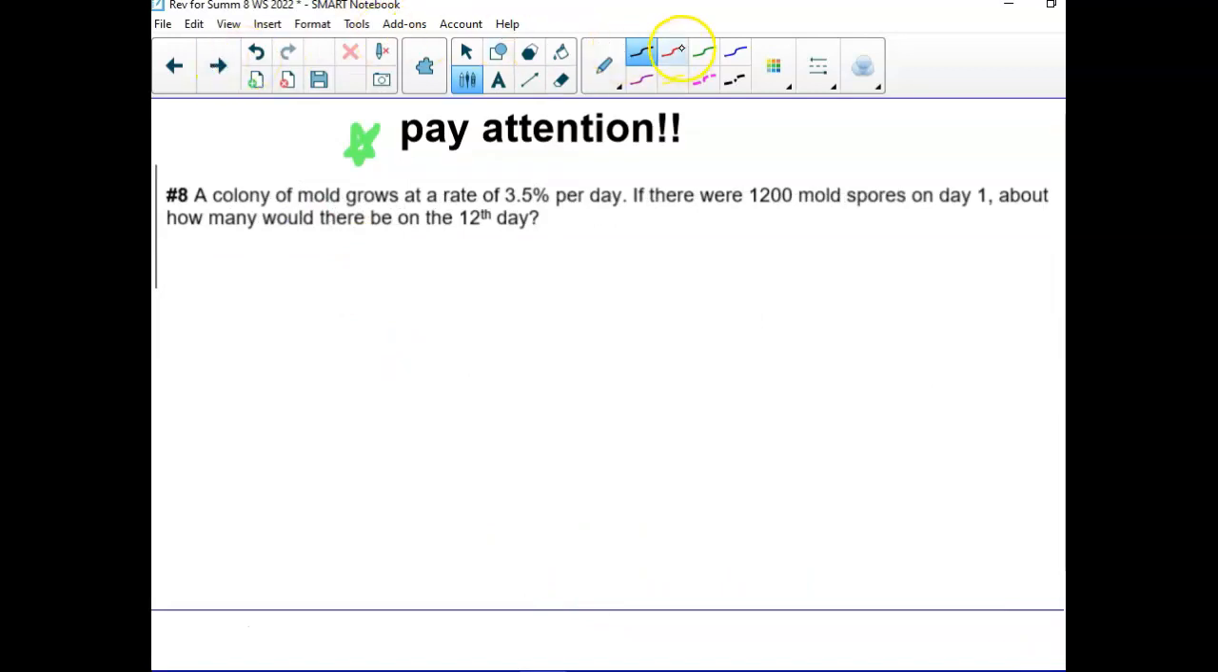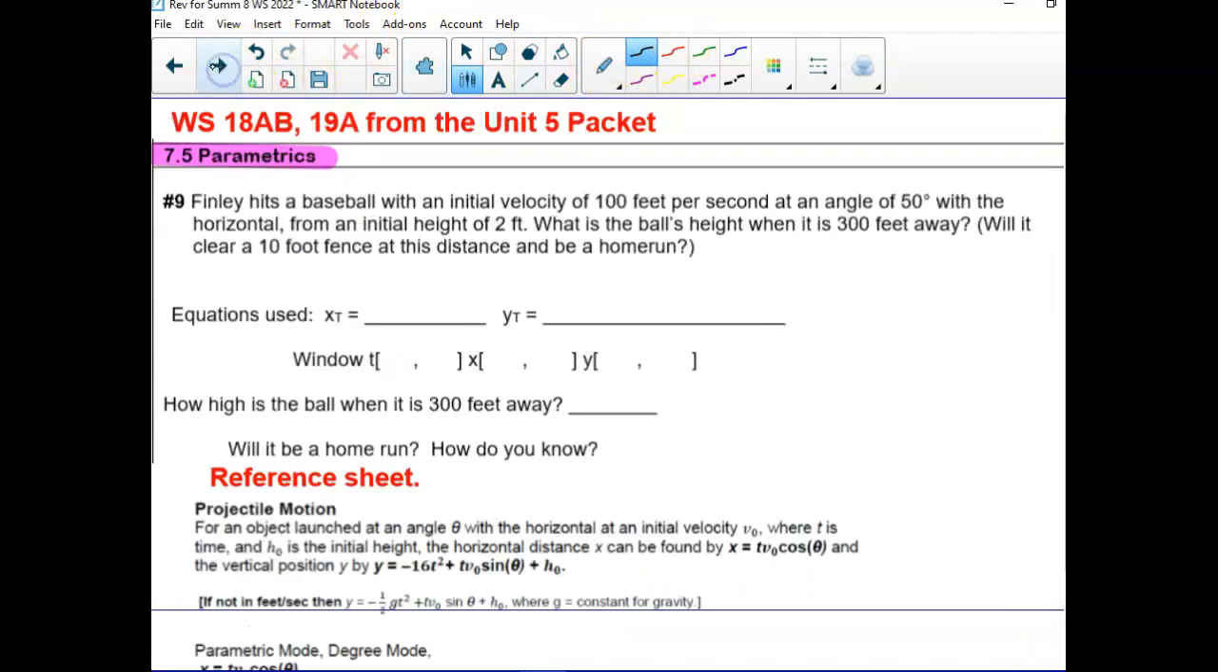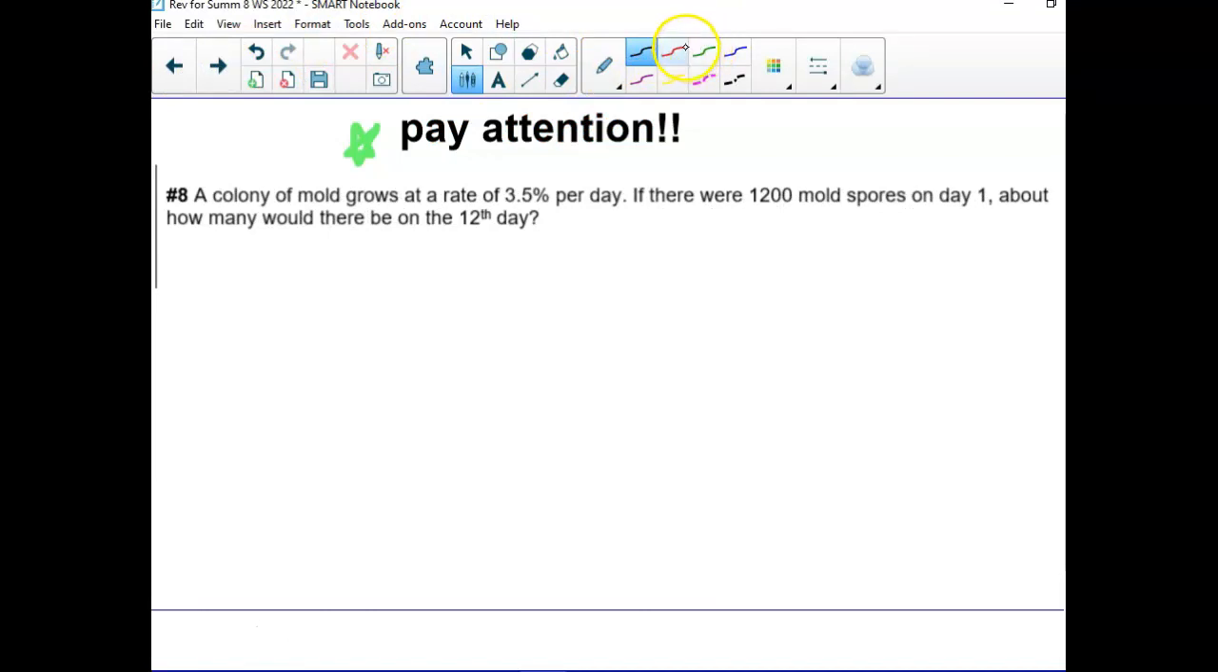All right. Then I think there's one more in this section before we go on to parametrics. And I put a big old star by this one because it says a colony of mold grows at a rate of 3.5% per day if there were 1,200 mold spores on day 1. So that's telling us term 1. And about how many would there be on the 12th day? So what are we looking for? We're looking for term 12.